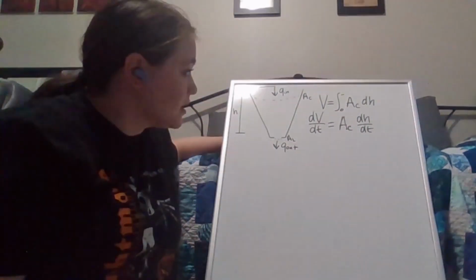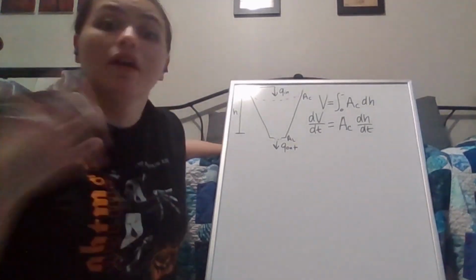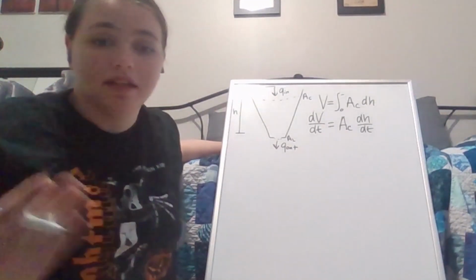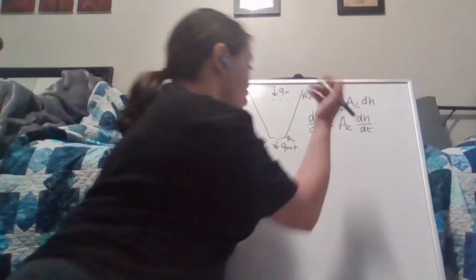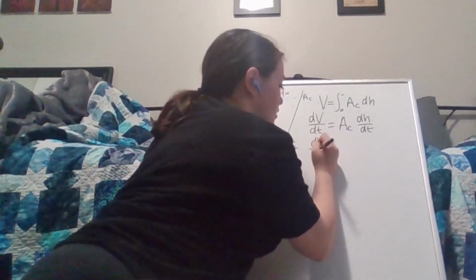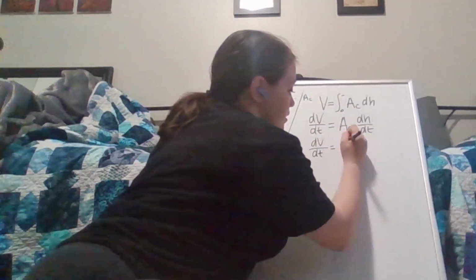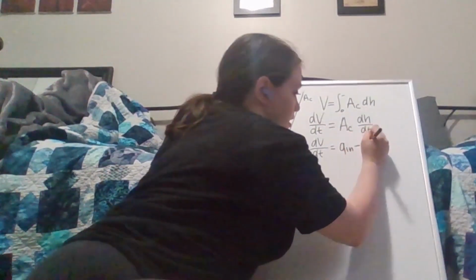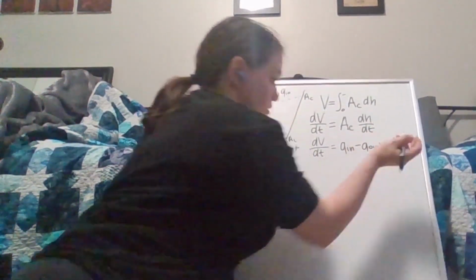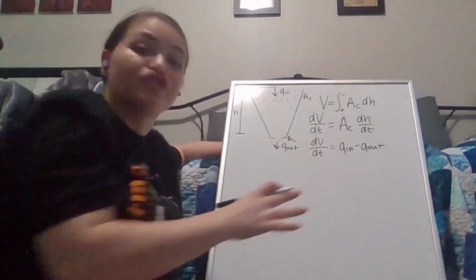So when we look at this, we can add in another way to look at the change of volume over time, which is dV over dt is equal to the flow rate in minus the flow rate out. Okay, so that's where we're going to start.